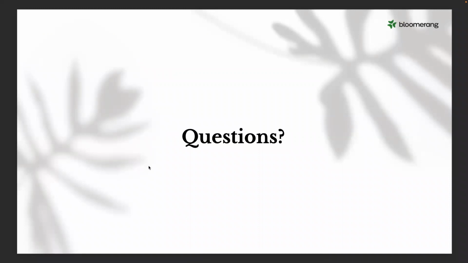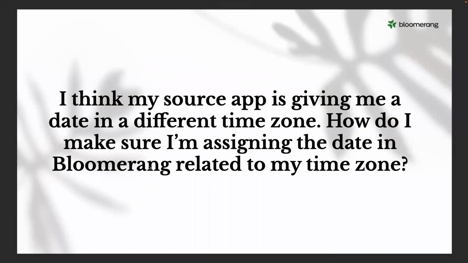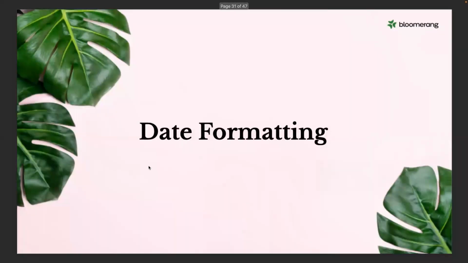Let's keep moving. Perfect. So the next one we're going to cover is, this question is pretty common. I think my source application is giving me a date in a different time zone. How do I make sure I'm assigning the date in Bloomerang related to my time zone? And so this solution is date formatting.